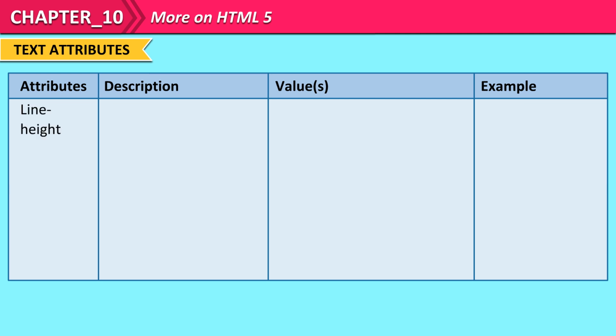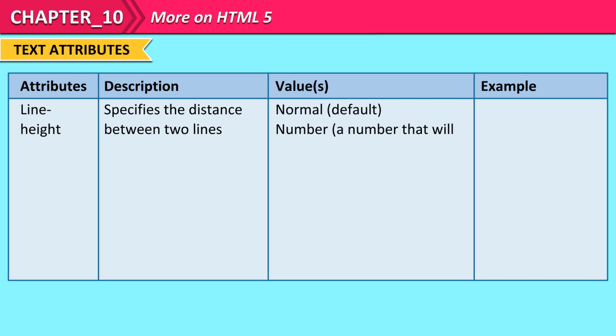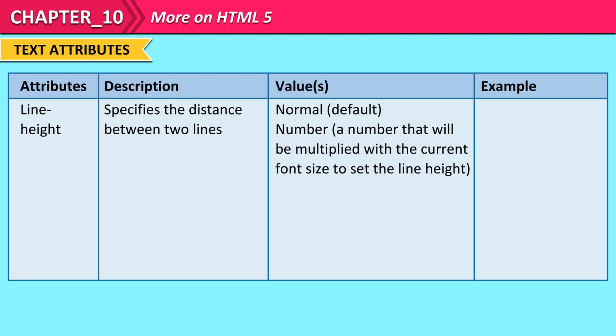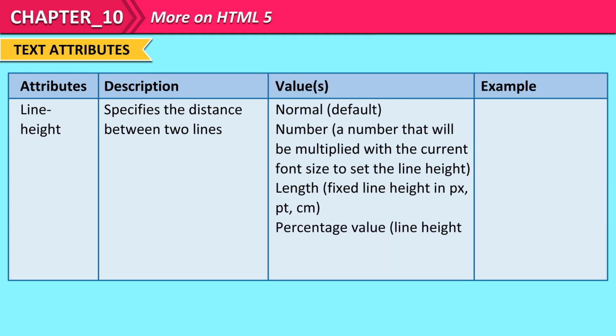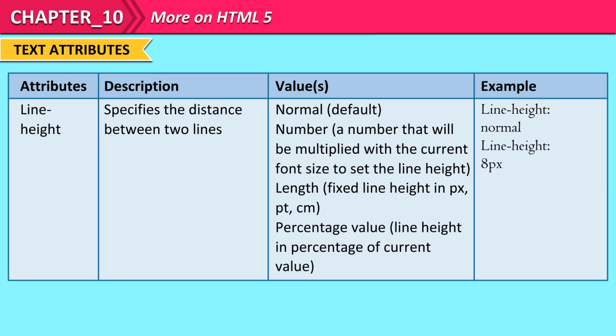Line height specifies the distance between two lines. Normal, default. Number, a number that will be multiplied with the current font size to set the line height. Length, fixed line height in pixel, point, centimeter. Percentage value, line height in percentage of current value. Line height, normal. Line height, 8 pixel.